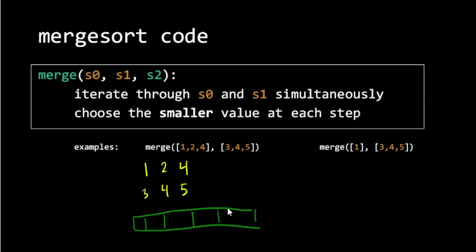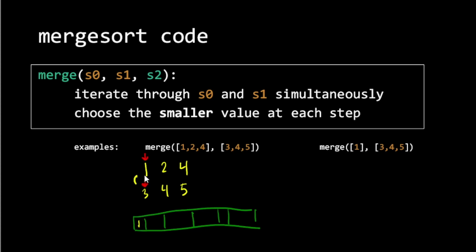So the idea is very simple. You're going to maintain 2 pointers at the start. Because these are sorted, I know that the smallest element is going to be pointed to by one of these pointers, right? It's guaranteed. So all I have to do is compare them to each other. So I'll compare these. 1 is smaller, so I'll choose 1.